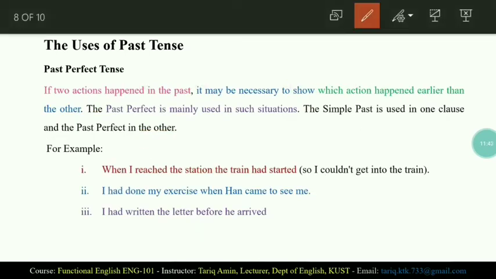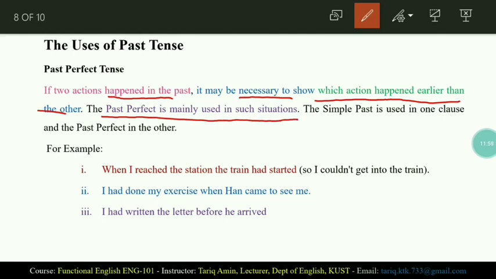If two actions happen in the past, like in the previous example, it may be necessary to show which action happened earlier than the other. The past perfect is mainly used in such situations. The simple past is used in one clause and past perfect is used in the other clause. For example, when I reached the station, the train had started.